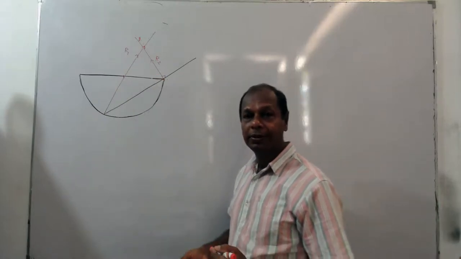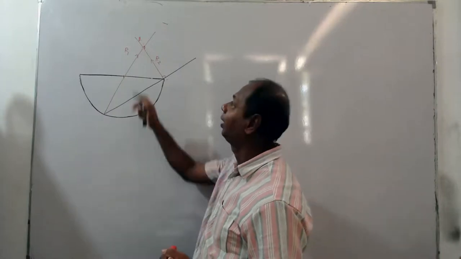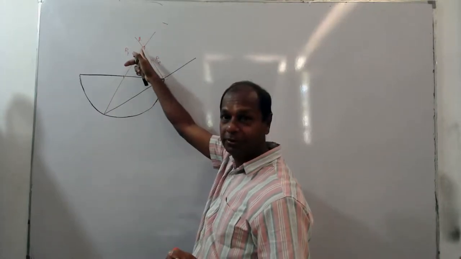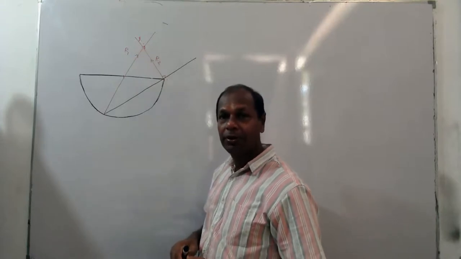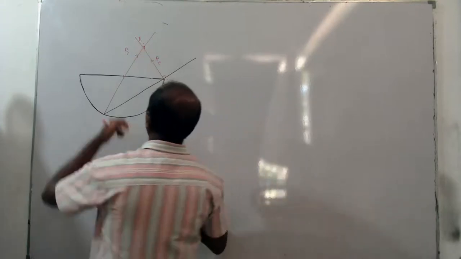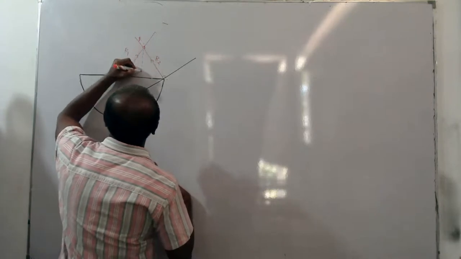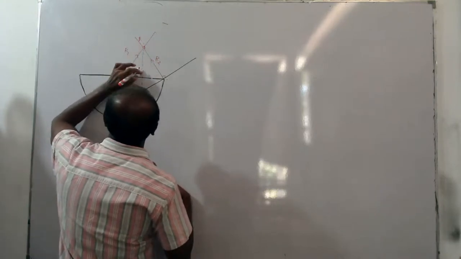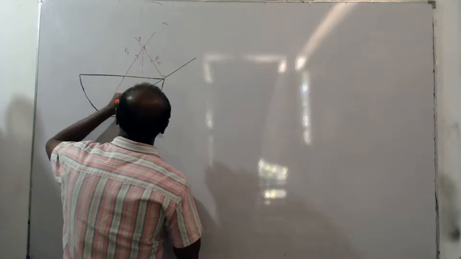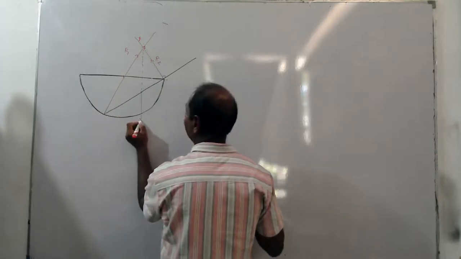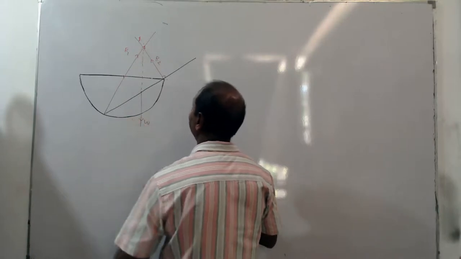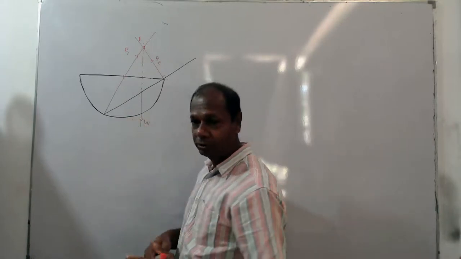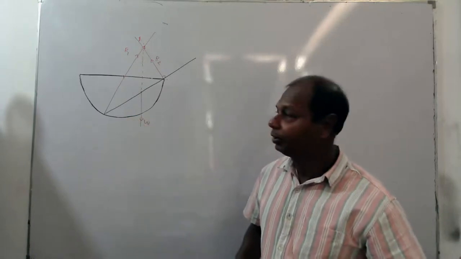Then what about the weight? Weight should pass this point, because the three forces have to be concurrent. Weight is given as W, and the rod is uniform, isn't it? But we have to find the length of that.